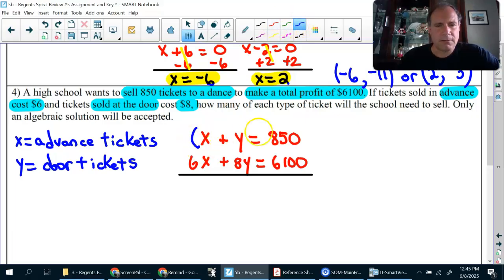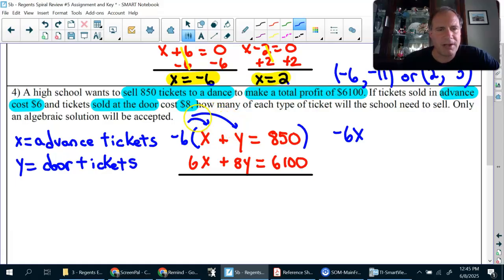I'm going to multiply on the top. You could do this either way. You could do it substitution or you could do elimination. I am going to multiply by -6 because I want the x's to cancel. So I'm going to go over here and do -6x, multiplying using the distributive property. And just remember, you have to multiply all of the terms inside the parentheses. And this is -6y. And that is negative 5,100.